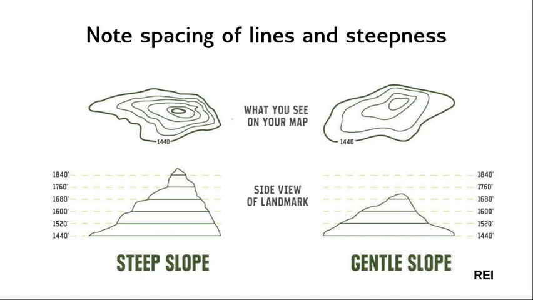So first off, spacing and steepness. What we can see on the steep slope, especially as you look between the 1716, 1840 feet contours, that bold line towards the top and the line right next to it on the left-hand side, which is typically the west side, are very close together. Meanwhile, on the gentle slope, they're far apart. So we got that. We looked at that before.